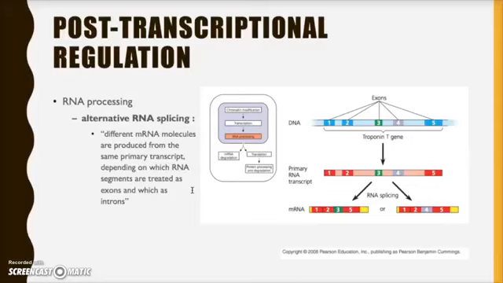So, for example, in this primary RNA transcript, if segment 3 is treated as an exon and 4 is treated as an intron, it will produce this kind of mRNA. And if 3 is treated as an intron and 4 is treated as an exon, it will produce this kind of mRNA.